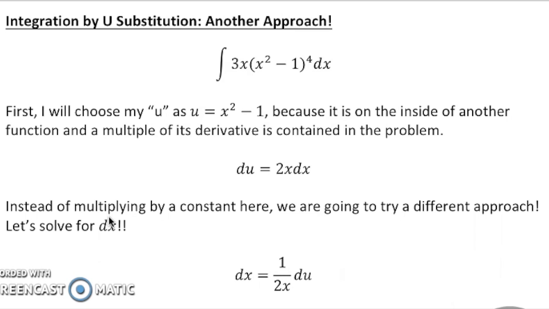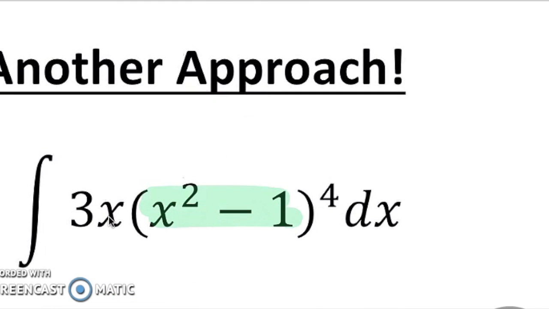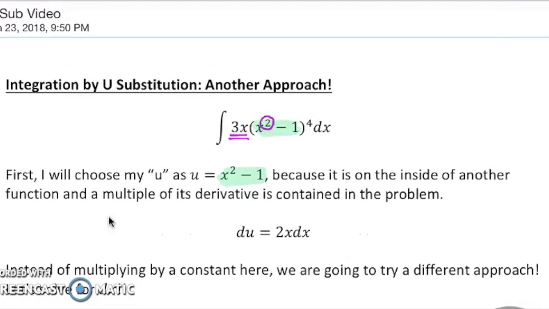So let's say I'm starting with this integral here and I want to integrate this. I see this isn't just a straight antiderivative, so I'm going to use u substitution. First I'm going to choose my u, and in this particular case I'm going to choose x squared minus 1 because I see that that quantity is all being raised to the fourth. So I see that's an inside function. I also see that this power is x squared and this power is x to the first, so that is going to be a multiple of the derivative. The derivative of x squared should have x to the first in it. So that's what I'm going to choose.